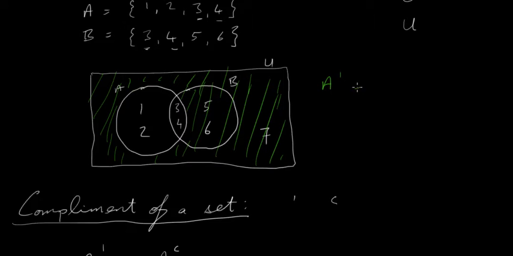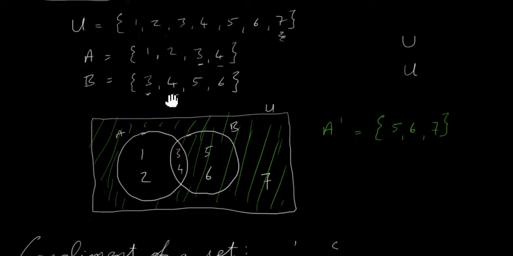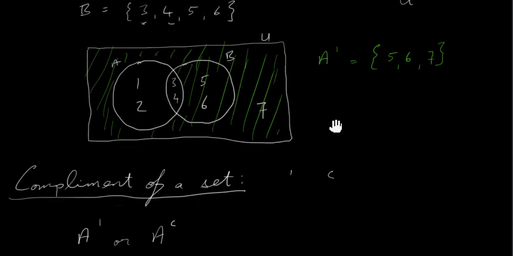So what elements are we talking about here? Well, we're talking about 5 and 6, these two here, and also this 7 here. 5, 6, and 7 are the only elements in the universal set, in the entire question that we're talking about. Remember, A is 1, 2, 3, and 4. What's not in A then? 5, 6, and 7. So that's A complement. Okay, so that's another notation, another thing that we need to know when we talk about sets.